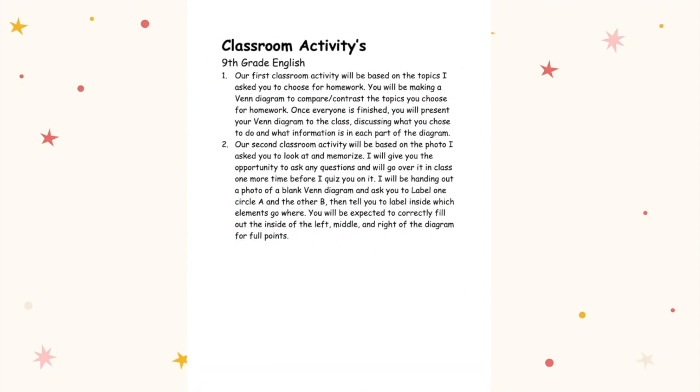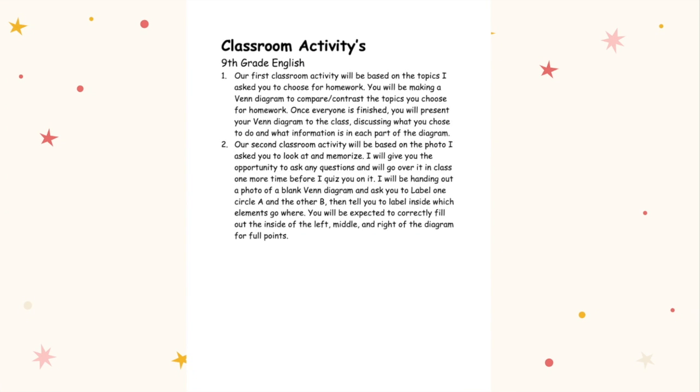Next is going to be our classroom activities. Our first classroom activity will be based on the topics I asked you to choose for homework. You will be making a Venn diagram to compare and contrast the topics you chose for homework. Once everyone is finished, you will present your Venn diagram to the class, discussing what you chose to do and what information is in each part of the diagram.